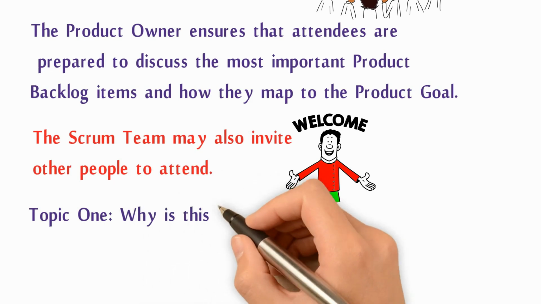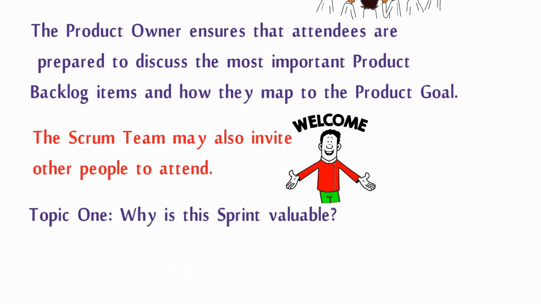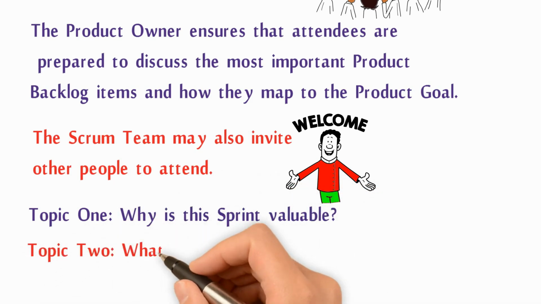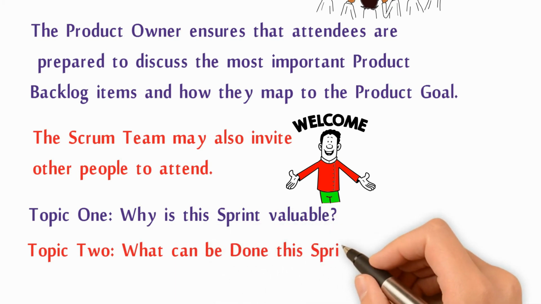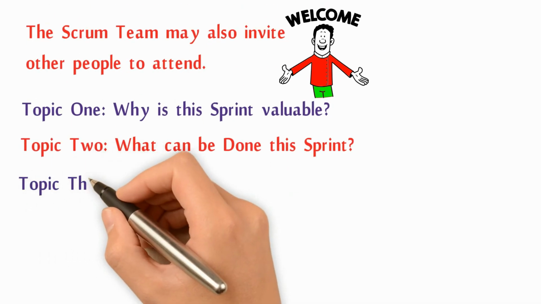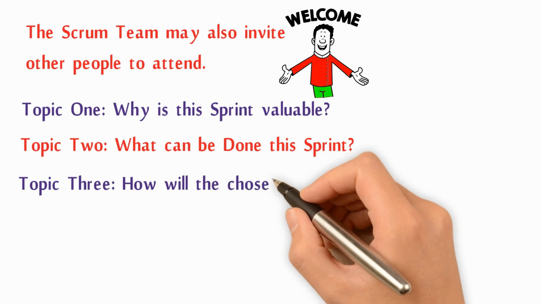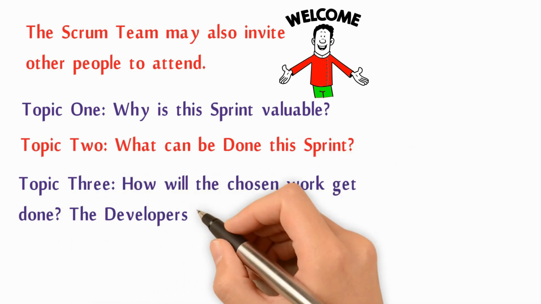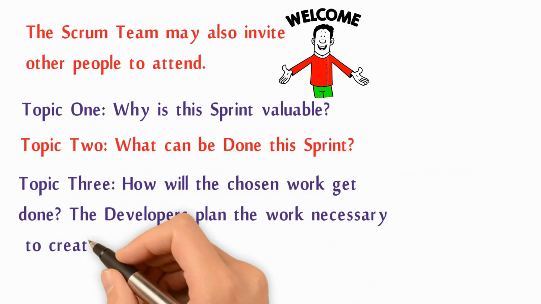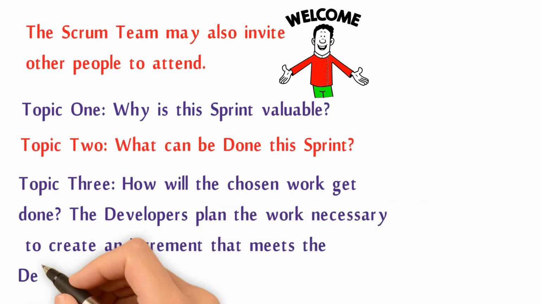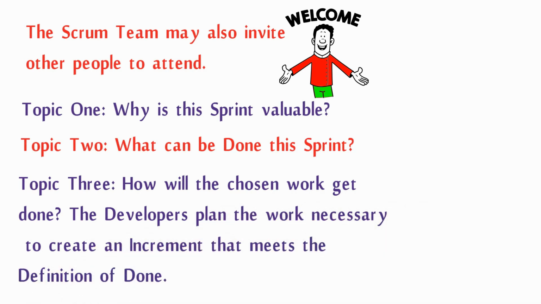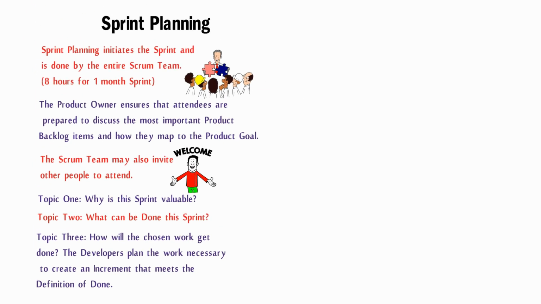Topic 1. Why is the sprint valuable? Topic 2. What can be done this sprint? Topic 3. How will the chosen work get done? The developers plan the work necessary to create an increment that meets the definition of done.